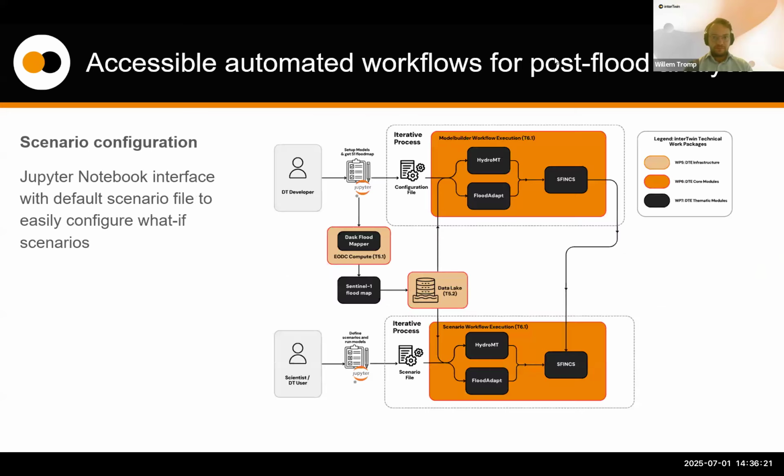So the digital twin developers will go through this iterative process with the satellite flood map in hand to design a sensible model. And once they're happy, they can hand this system over to the end user, the DTE user or the scientist. And they, again, will be using a Jupyter Notebook as an interface, in this case, to define the type of scenario that they want to run. What is the weather event they're interested in? Are there any additional features of the area of interest that they want to be included in this particular scenario or not? And again, we provide thematic modules, HydroMT and FloodAdapt, to interact with the numerical model.